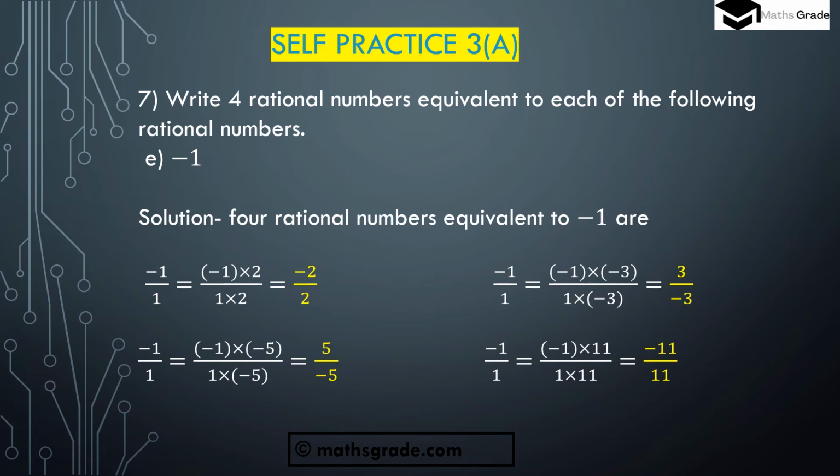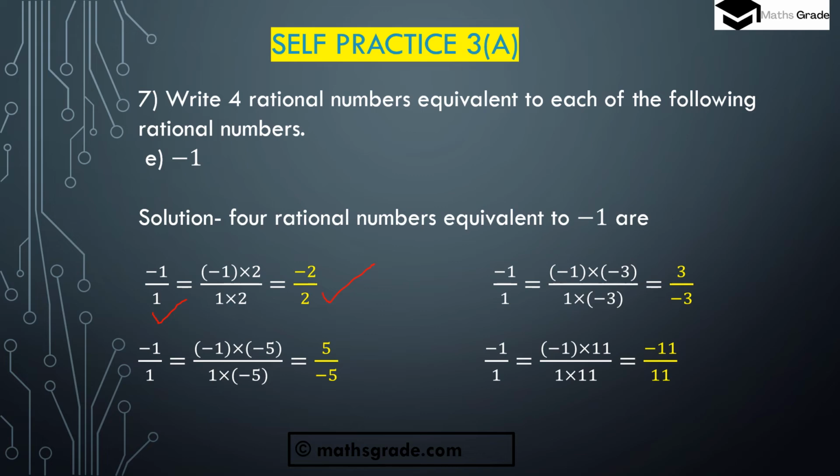Now we solve question number 5, part E: minus 1. Four rational numbers equivalent to minus 1 are: we can write minus 1 as minus 1 divided by 1. If we multiply the number 2 with both numerator and denominator of minus 1 divided by 1, we get minus 1 multiplied by 2 is minus 2, and 1 multiplied by 2 is 2. So we get minus 2 divided by 2, which is equivalent to the rational number minus 1 divided by 1.